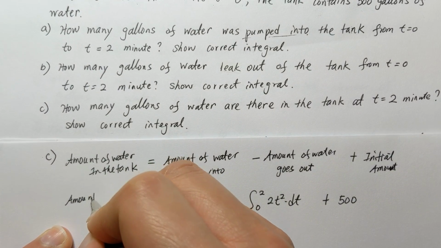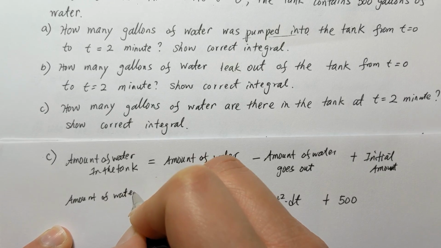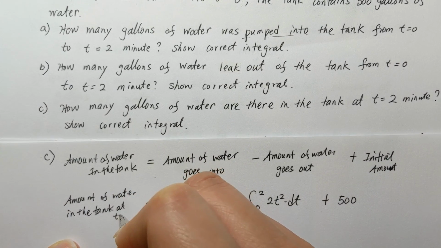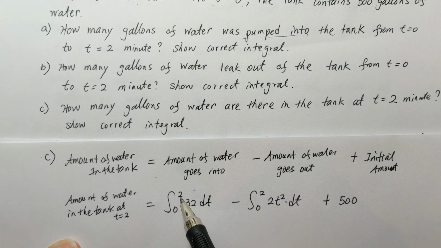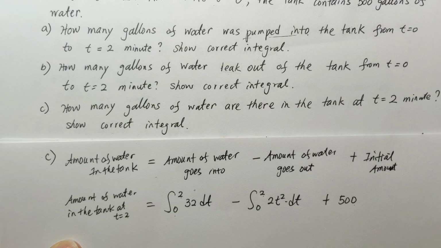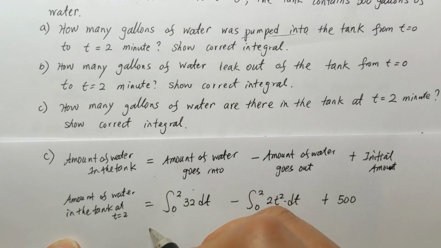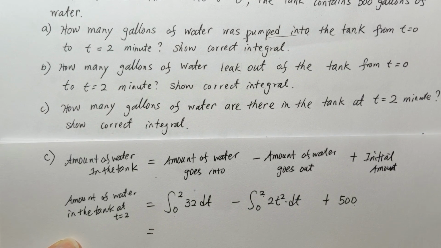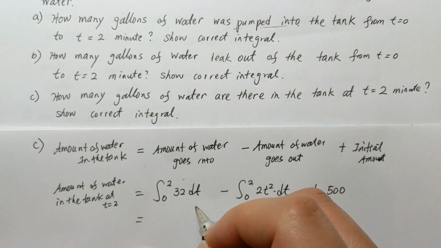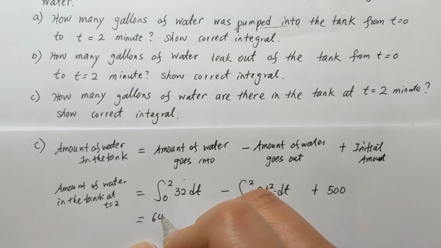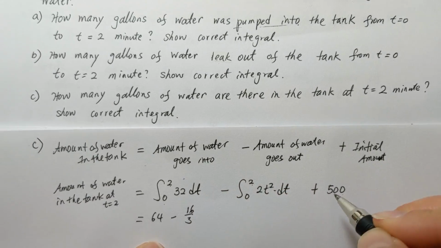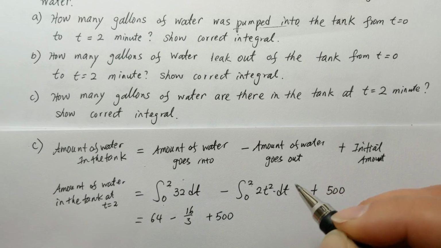So this will give us the amount of water in the tank at t equal 2, minus the amount out, plus the initial amount at time equal to 0. Now we're going to integrate, since I already did the work in part A and part B, so we are just going to use our answers. In part A, we got 64. In part B, we got 16 over 3. And then we plus 500.